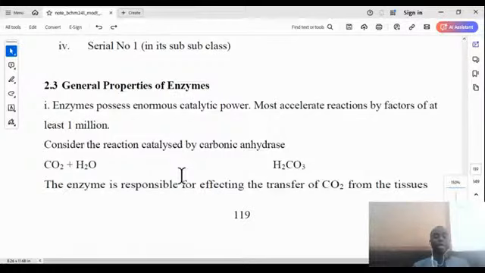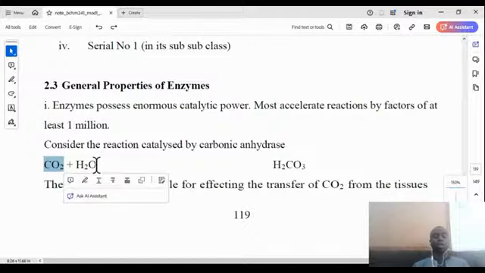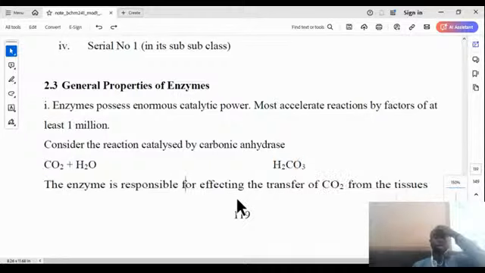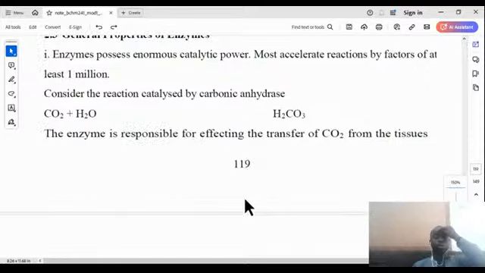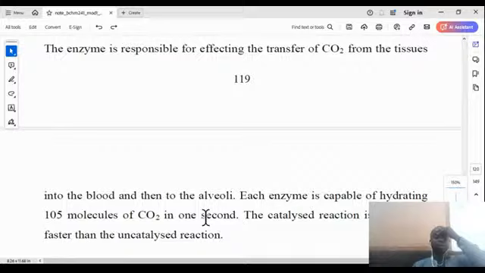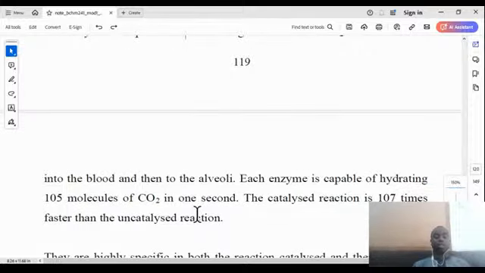So consider the reaction catalyzed by carbonic anhydrase, the enzyme that catalyzes the combination of carbon dioxide and water to form carbonic acid. This enzyme is responsible for effecting the transfer of carbon dioxide from tissues into the blood and then to the alveoli. Each enzyme is capable of hydrating 10 raised to power 5 molecules of carbon dioxide in 1 second. So the catalyzed reaction is 10 raised to power 7 times faster than the uncatalyzed reaction.